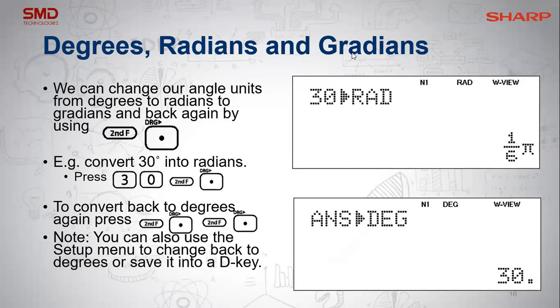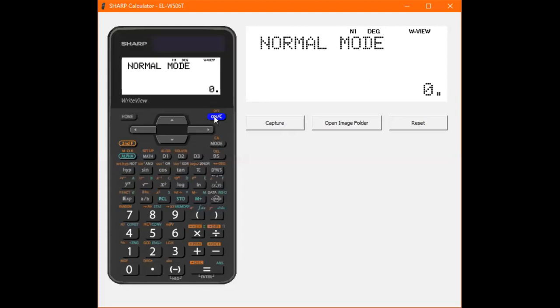I'm going to show you that quickly on the calculator so you can actually see. Say, for example, we have 30 degrees, and we want to convert them into radians. So we say 30, and then all we're going to do is press our second function button and our decimal point. Sorry, I haven't pressed second function yet. Then decimal. You'll see above it in orange, it says DRG with an arrow, so it's telling you you can convert to the next one. So here, 30 degrees is 1/6 of a pi radians.